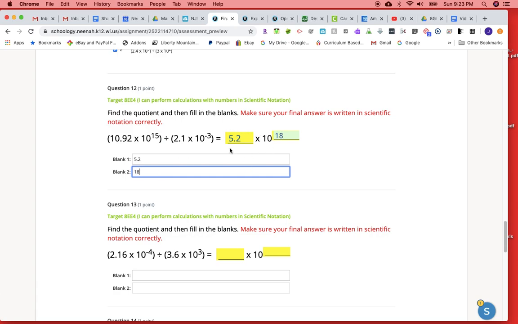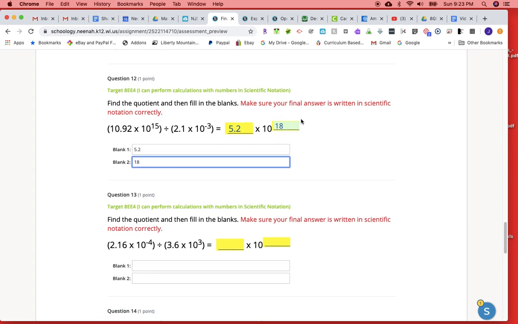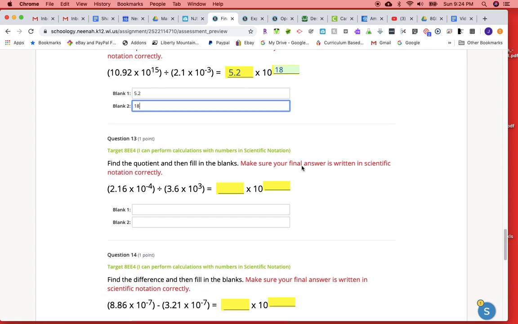Our last step is to make sure this is in correct scientific notation. It is. Our coefficient is between 1 and 10, so it all works out. And our exponent has to be a whole number. It can be positive or negative, but it has to be a whole number.